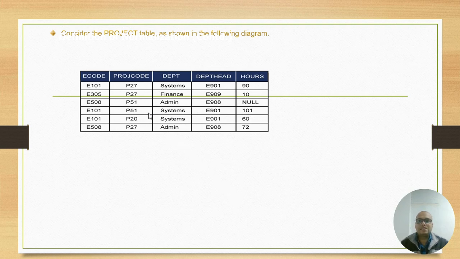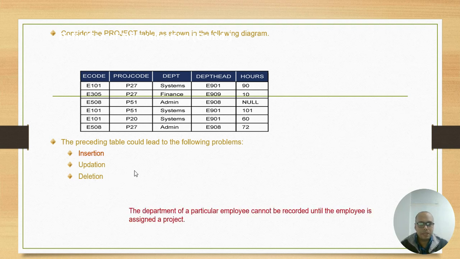So as you can see, consider the project table as in the following diagram: employee code, project code, department head, and hours. The preceding table leads to the following problems: insertion, updation, and deletion. Definitely, once you create a table, you are going to insert values in it, update values in it, and delete values from it, right?